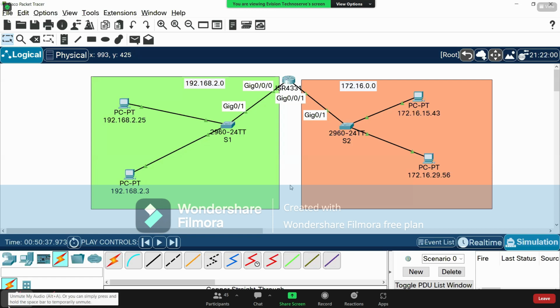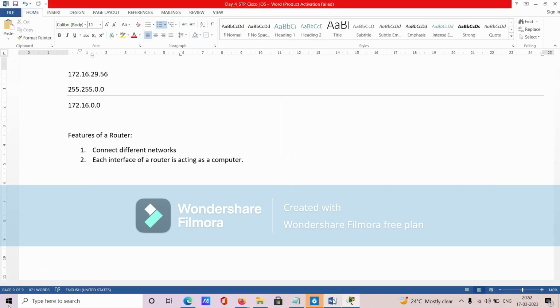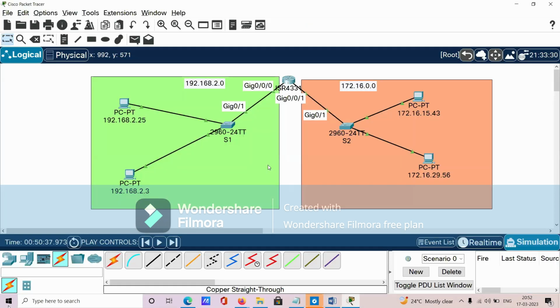Fine. Now the third feature of a router. Router has the ability to read IP address.